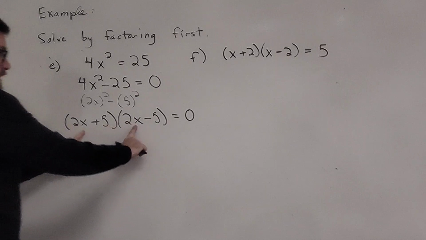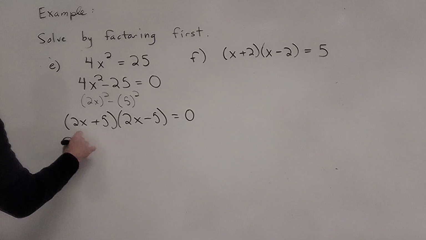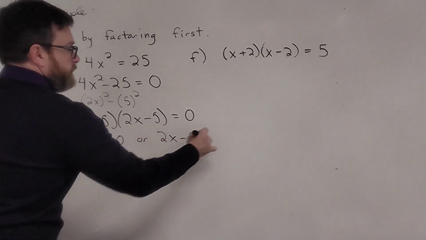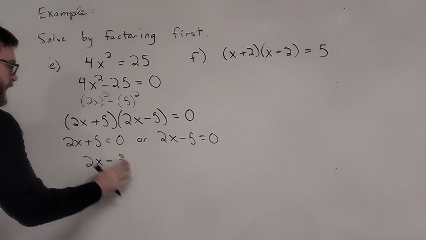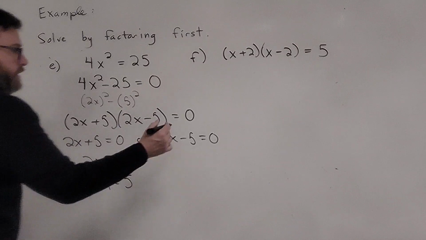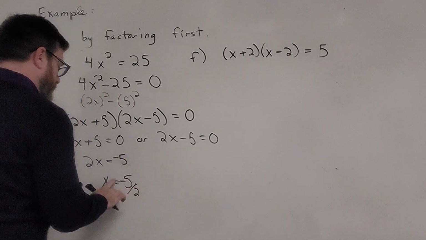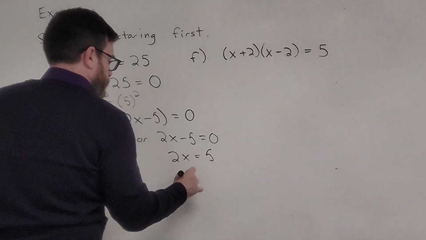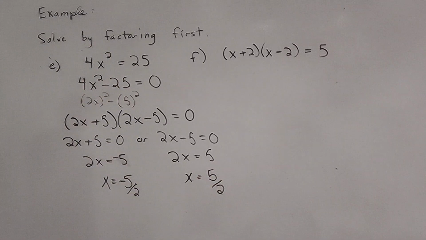So that means since the factors are equal to 0, either the first one is 0 or the second one is 0. So the 2x plus 5 is equal to 0, or 2x minus 5 is equal to 0. So here 2x is going to be equal to negative 5, and dividing both sides by 2 is going to be negative 5 halves. And here similar, 2x is equal to positive 5, so x is going to be equal to positive 5 halves. So there's our two solutions here.